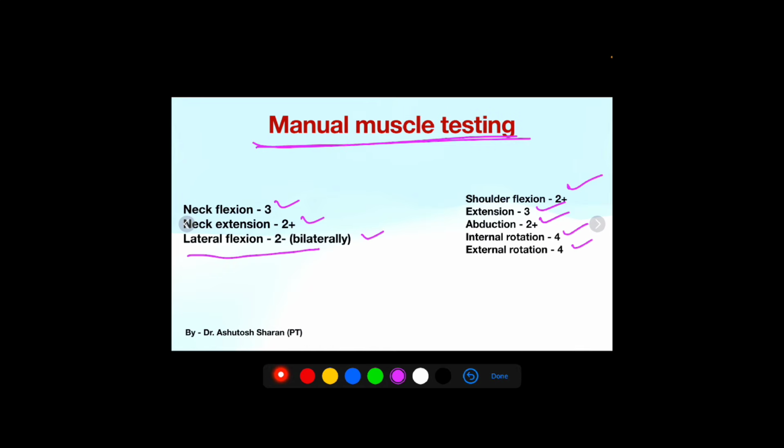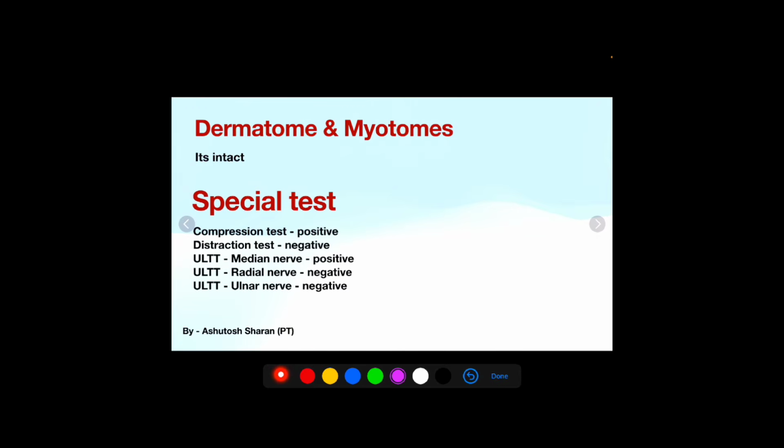So from this data, you can understand which muscle needs to be strengthened. Okay, we will strengthen lateral flexion, we will strengthen neck extension, we will strengthen shoulder flexion. Okay, we will work on all these things slowly. We will also work on abduction. Okay, all these things.